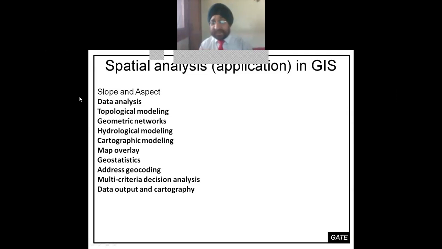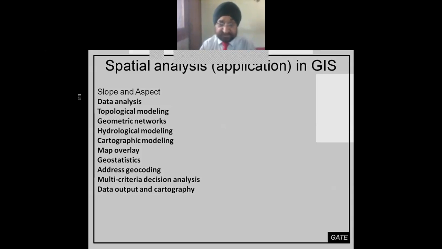Now, some of the applications, again, I will just read them out. I don't need to explain each and everything. Slope and aspect, geospatial analysis, data analysis, topological modeling, geometric networks, hydrology, route finding, and all sorts of applications, a lot of applications. But we will be using some of the applications in smart cities using the sensor input. That's why this slide is here.